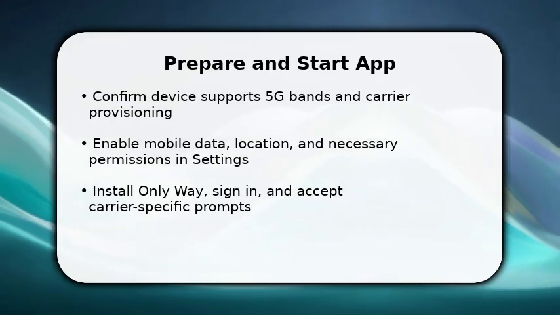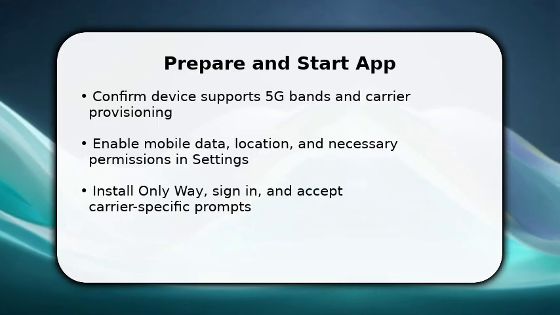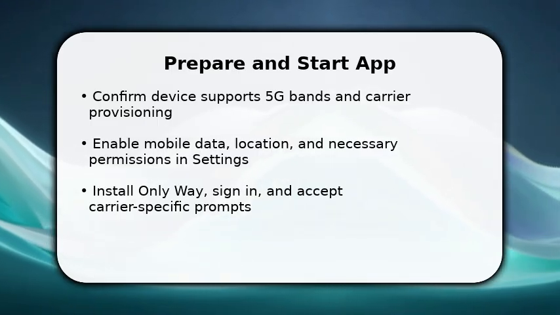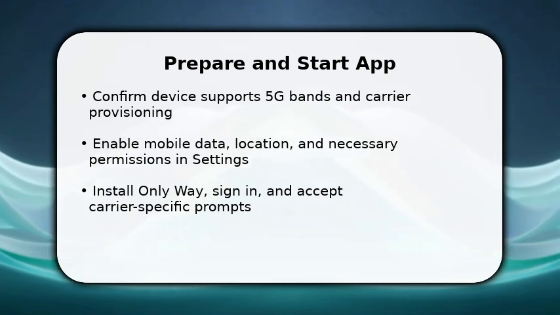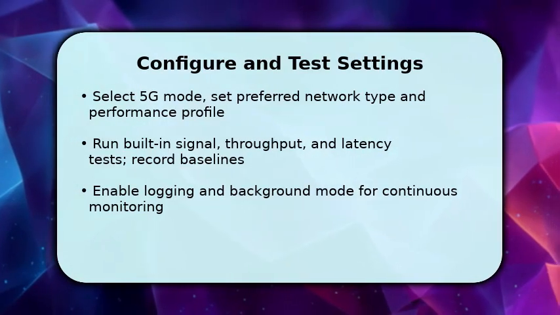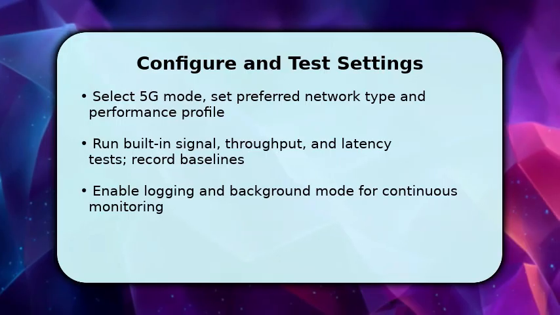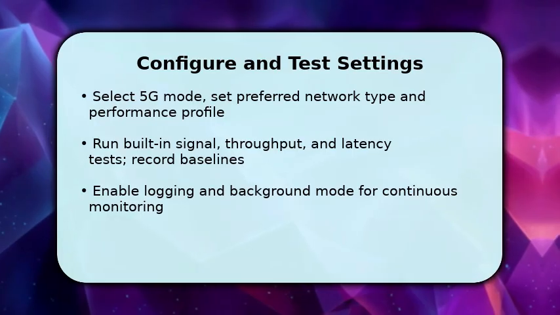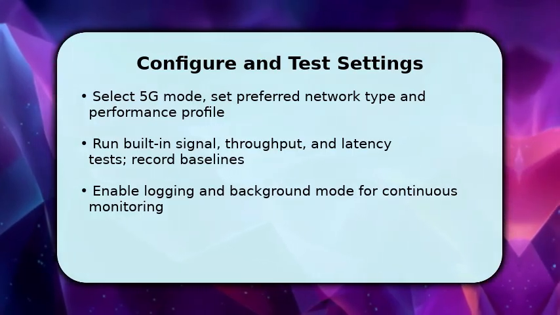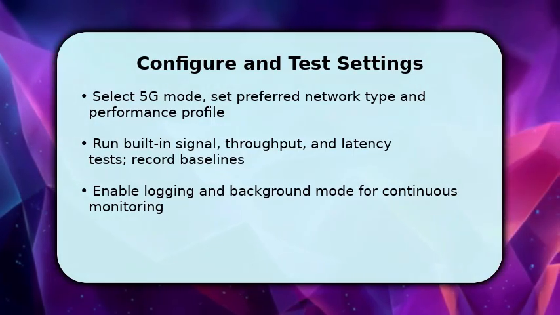You're starting the live connection process now, not just installing. That immediate step lets the app map and test real 5G connectivity. After signing in, you configure the app for accurate testing. Choose 5G mode and a performance profile that matches your goals, such as low latency or high throughput, because that directs what metrics the app prioritizes.